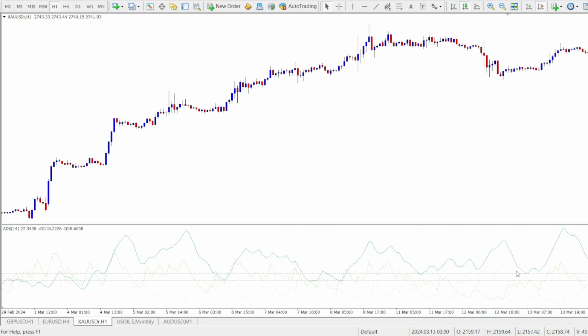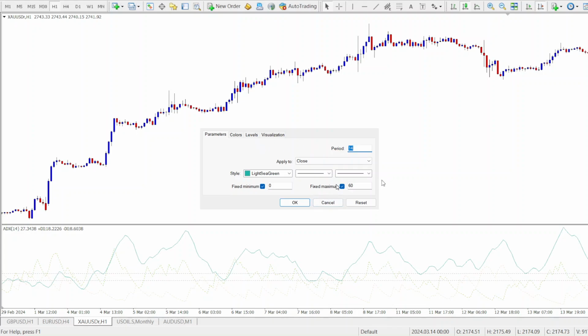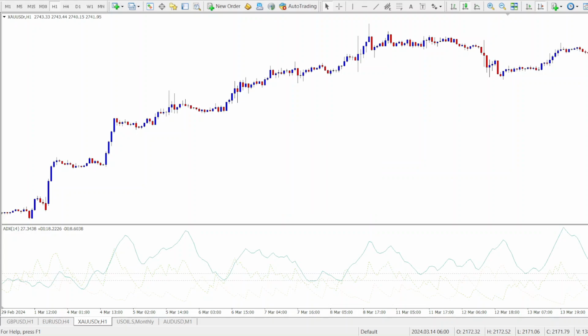Okay, so here's how it works. Now you can see that the ADX is on a scale of 0 to 60, and it has a 20 level and a 25 level. This is the default settings. I just reset it here, and this is the default settings. We have the 20 level, we have the 25 level. So anything above 20 typically gives a signal that a trend is forming.